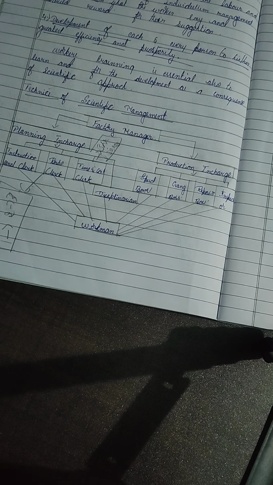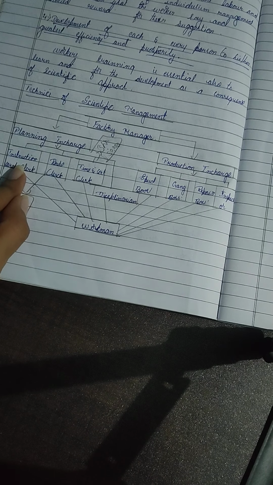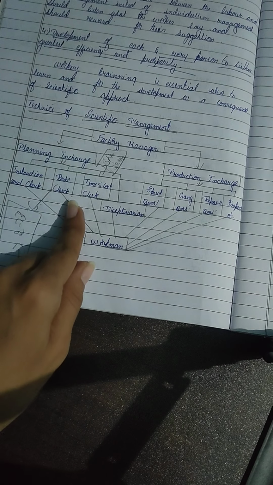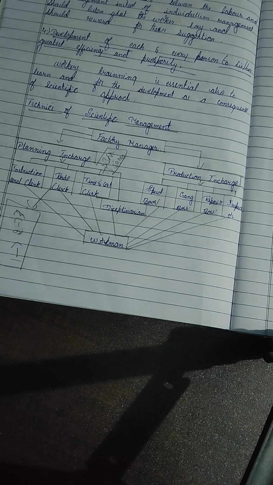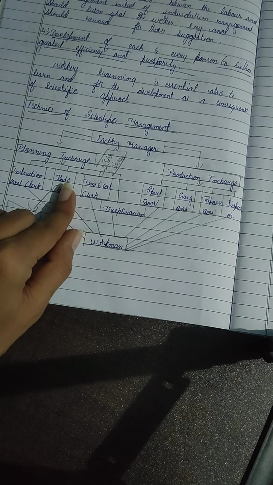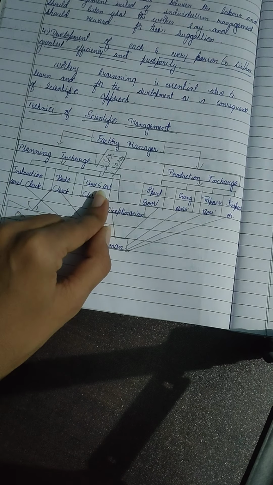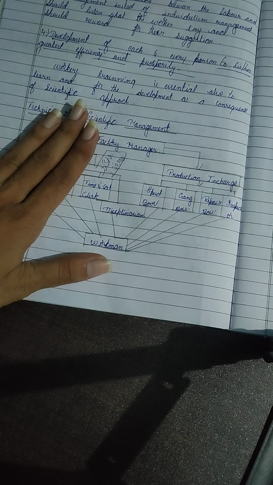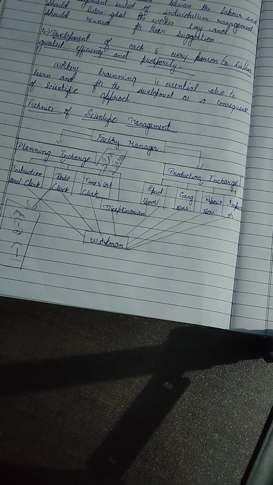So the instruction card clerk gives the instruction on the way the work should be done, and the route clerk will decide the path of doing the work, and after which process what process must come, that will be decided by the route clerk. And the time and cost clerk will say what is the time incurred for the production and what is the cost incurred for the production.